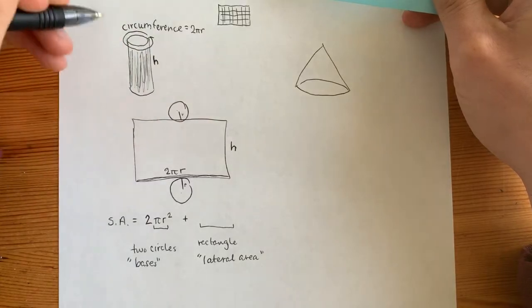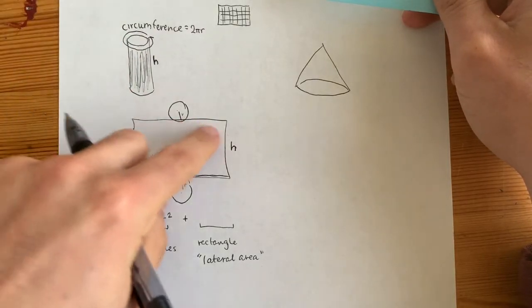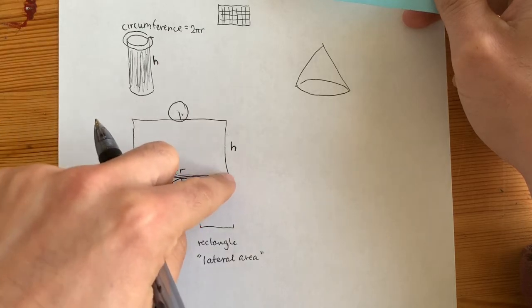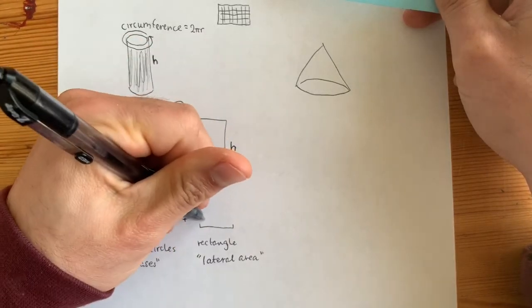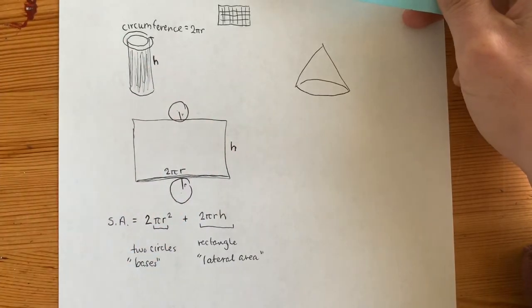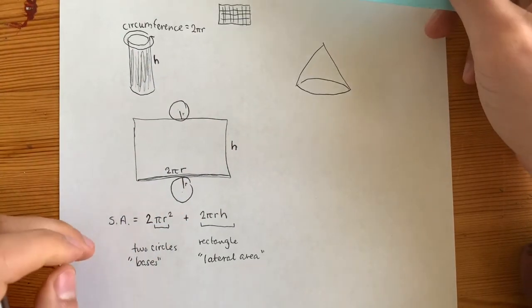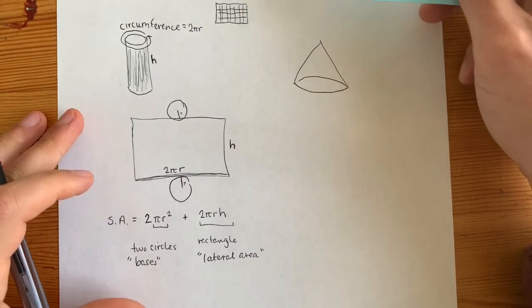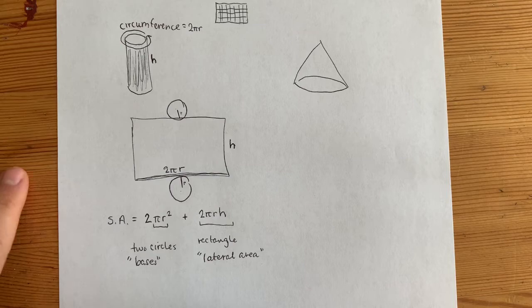The line around the circle. Then to find the area of this rectangle, you would do base times height. So 2 pi r times h. And there's our formula for the surface area of the cylinder. Let's take a look at the cone.